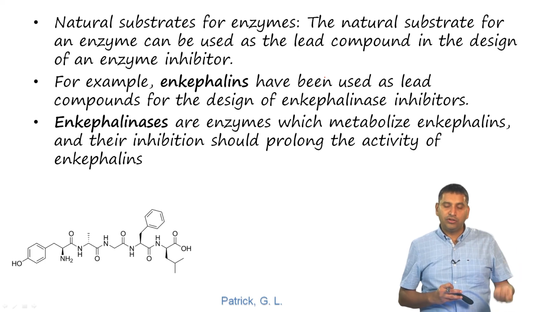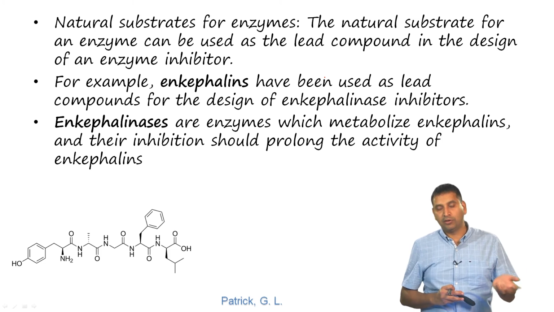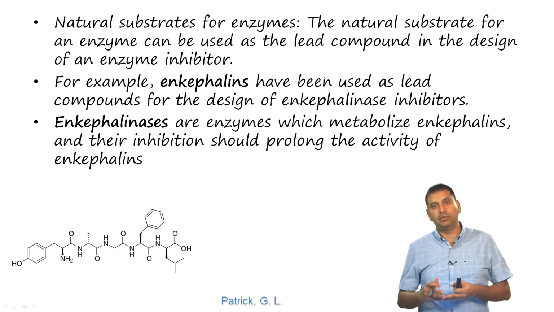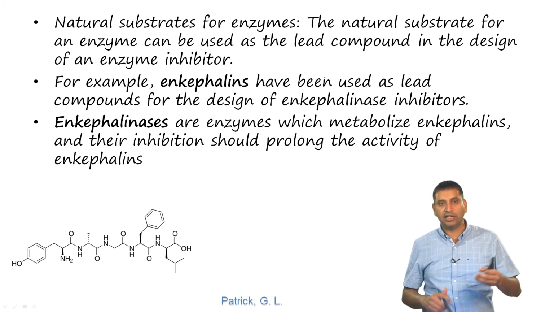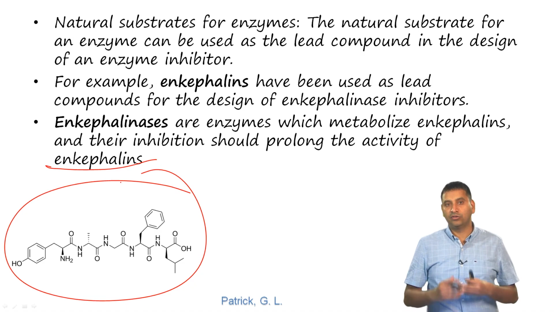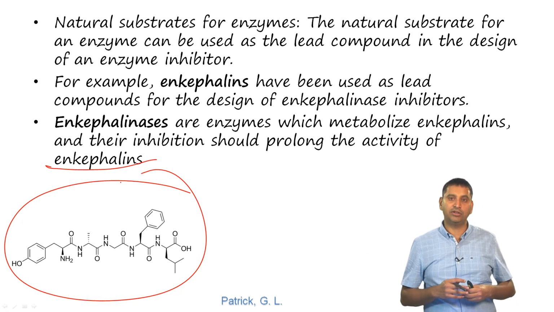Similarly, you can also use natural substrates for enzymes as the starting point in the design of an enzyme inhibitor. For example, enkephalins have been used as lead compounds for the design of enkephalinase inhibitors. Enkephalinases are enzymes which metabolize these enkephalins, and their inhibition would prolong the activity of enkephalins. So, if we can design a molecule that resembles this structure, binds to enkephalinases and prevents the metabolism of the natural enkephalins, then that would be useful.